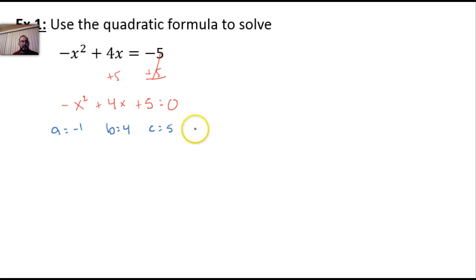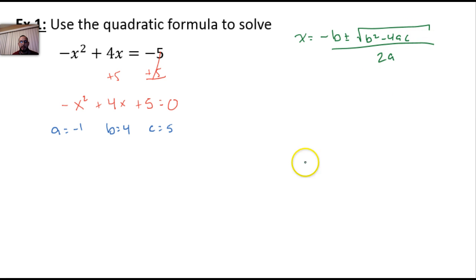Once we have our values down, we're going to substitute directly into our quadratic formula. And just in case we forgot what that looks like, x is equal to, remember x is our root or our roots, x is equal to negative b plus or minus the square root of b squared minus 4ac, all over 2a. So let's substitute directly into this formula.